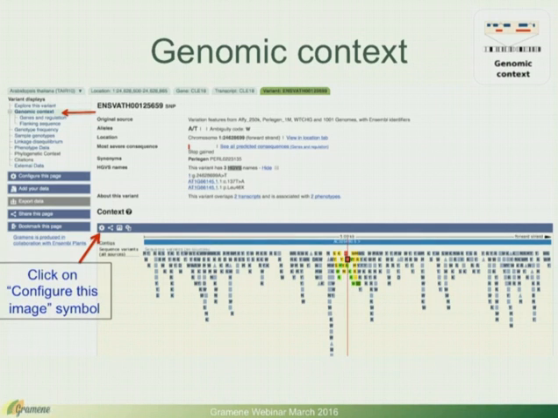You can also remember that same symbol that we use to configure the page. We can play with it to configure the image and add or take away the data that is available for that particular region. The next option that we have, for data that's available for this gene, is the genes and regulation.